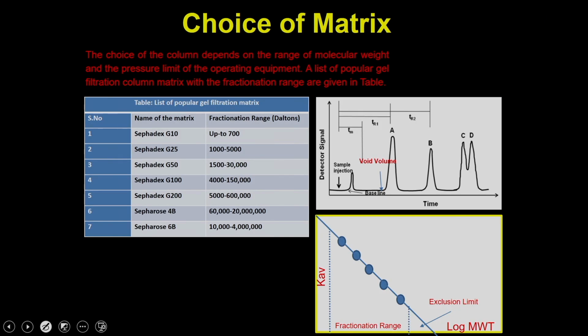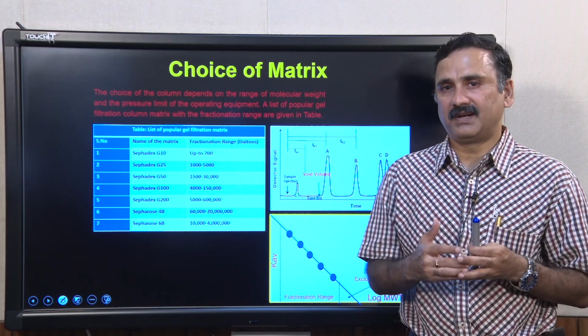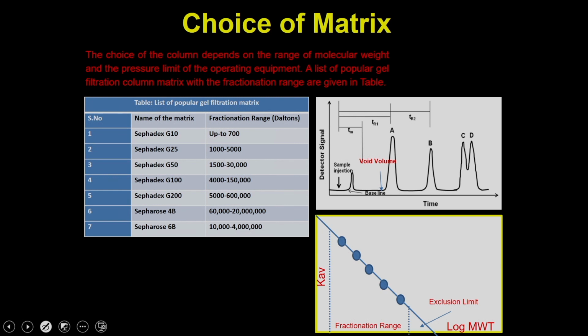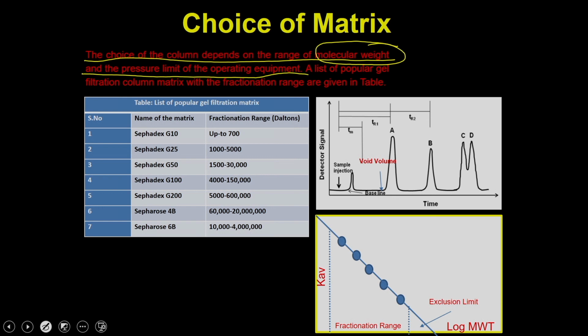Now, once you would like to perform gel filtration chromatography, you have to decide many parameters. One of the crucial parameters is how to choose the matrix. The choice of the column depends on the range of the molecular weight and the pressure limit of the operating equipment, which means you have to consider two parameters. One is the molecular weight range in which you are interested to perform gel filtration chromatography, and then what kind of pressure limit or what kind of operating chromatography system you have in your laboratory.